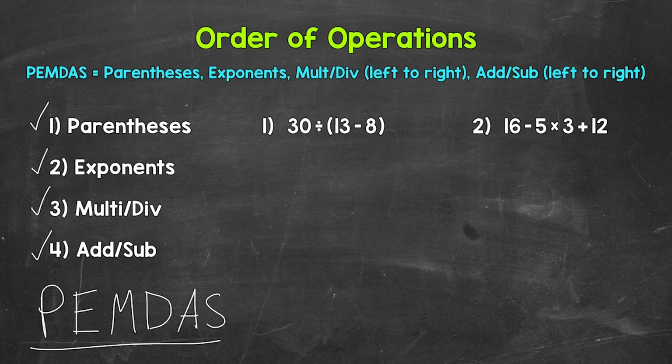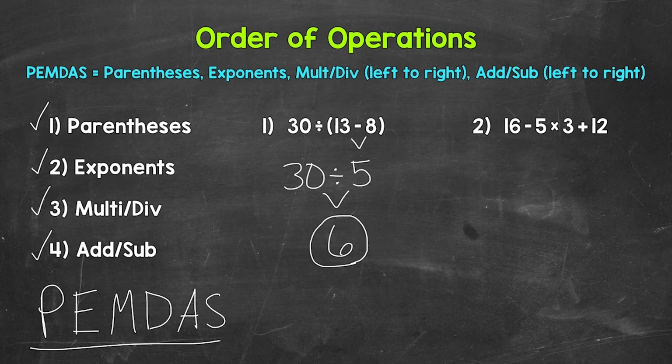We have 13 minus 8 in parentheses. 13 minus 8 is 5. Then we need to bring down everything we did not use. So we have 30 and then divided by 5. So now we have 30 divided by 5. We only have one operation here, division. So that's what we need to do. 30 divided by 5 is 6. So our final answer, 6.